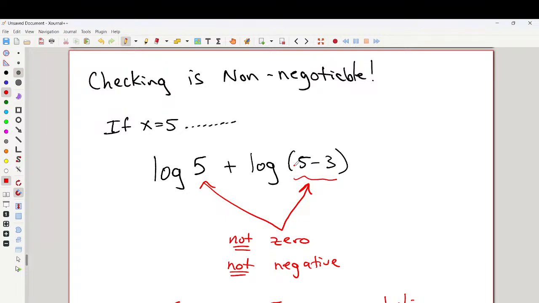By the way, it is possible to have 0 solutions. You check, the first one doesn't work and the second one doesn't work. It is possible that they both work, or it's possible only one of them works. So I'm just going to emphasize checking is non-negotiable. But when I say check, it's not a hard check. We're just making sure it doesn't make 0 or negative.